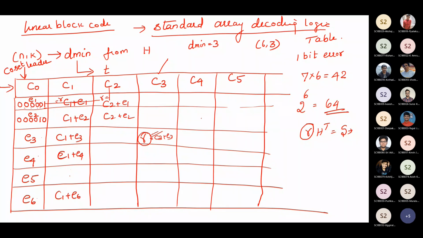So here, if R falls in this table, we can conclude. If R is not falling in this table, it means we cannot correct that code. We can only detect it.